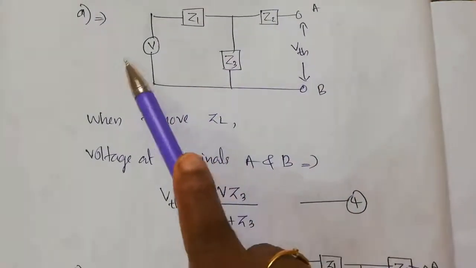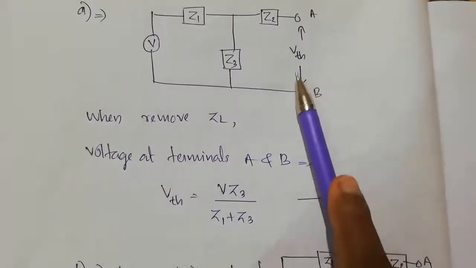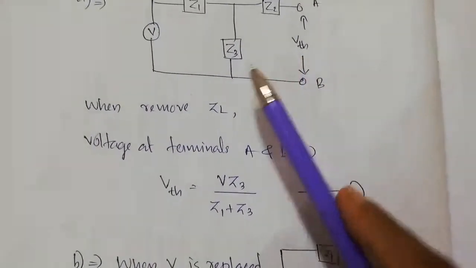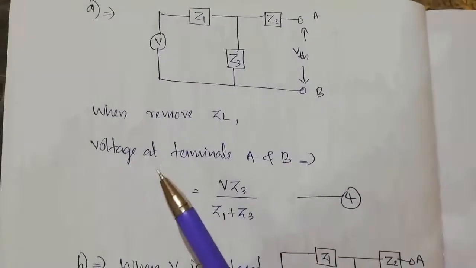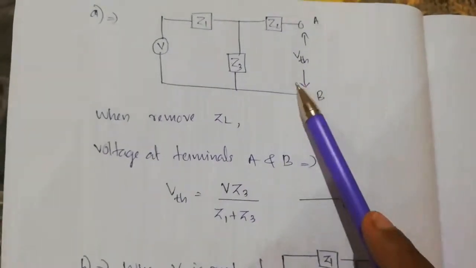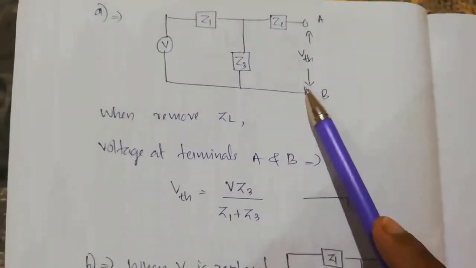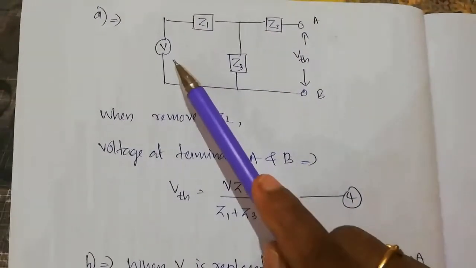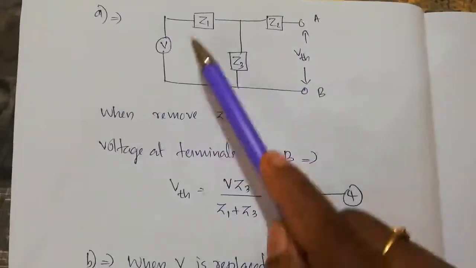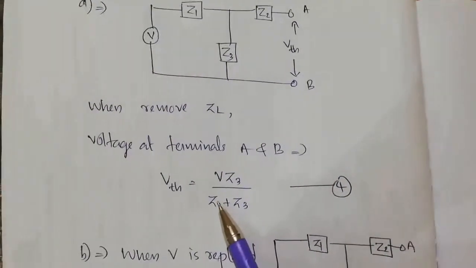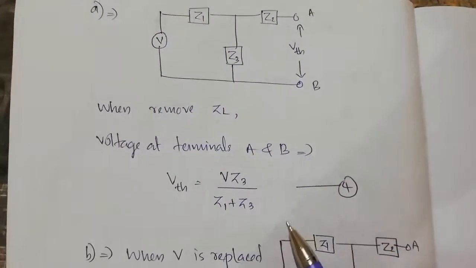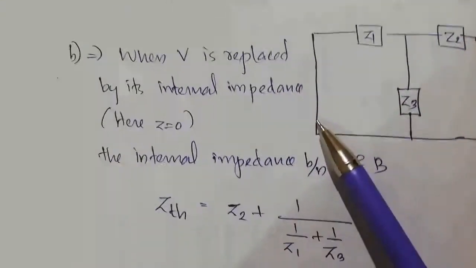The first step is to remove the ZL, open circuit here, and find out the voltage in this terminal. Okay, so the voltage at the terminals A and B can be found out as it is open circuited. There is no importance to Z2, and we can find it as V into Z3 divided by Z1 plus Z3. That is, VTH is equal to V into Z3 divided by Z1 plus Z3. Give it as equation number 4.